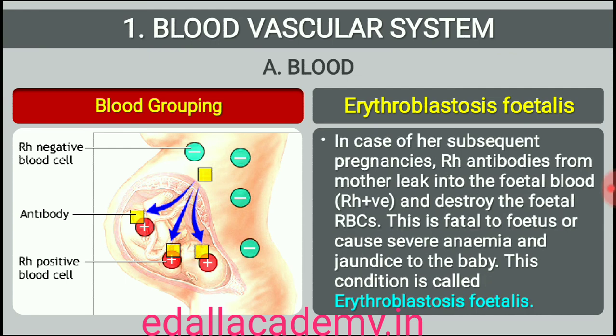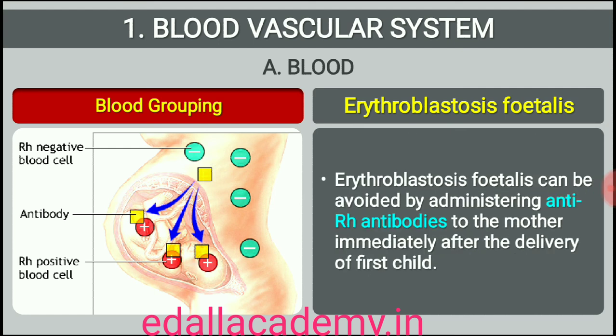In case of her subsequent pregnancies, the RH antibodies from the mother, RH negative, can leak into the blood of the fetus, RH positive, and destroy the fetal RBCs. This could be fatal to the fetus or could cause severe anemia and jaundice to the baby. This condition is called erythroblastosis fetalis. This can be avoided by administering anti-RH antibodies to the mother immediately after the delivery of the first child.